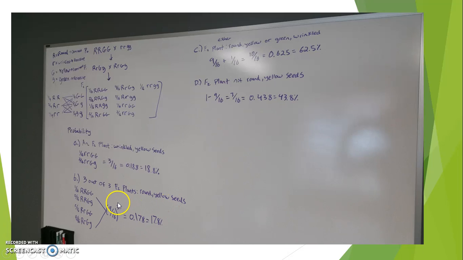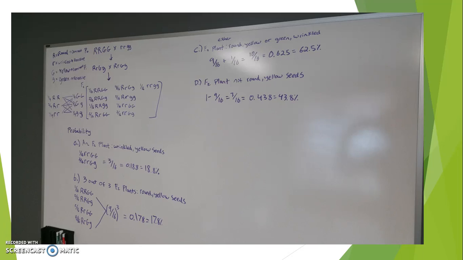There's 9 out of 16 of them, so I raised it to the 3. In simpler terms, it is 9 out of 16 times 9 out of 16 times 9 out of 16, or simply 9 out of 16 raised to the third, and I got 17.8%.